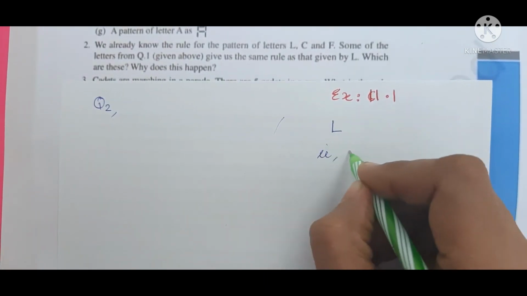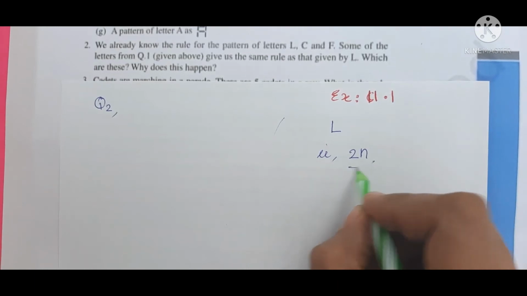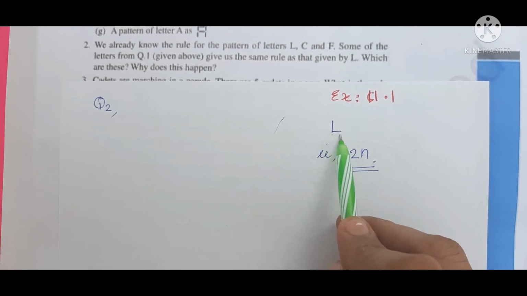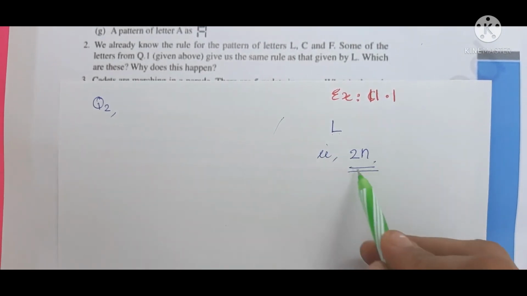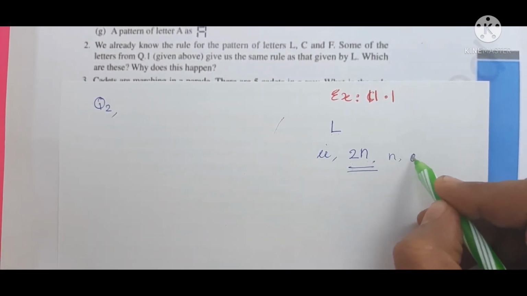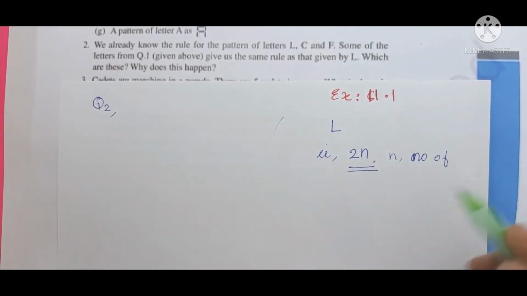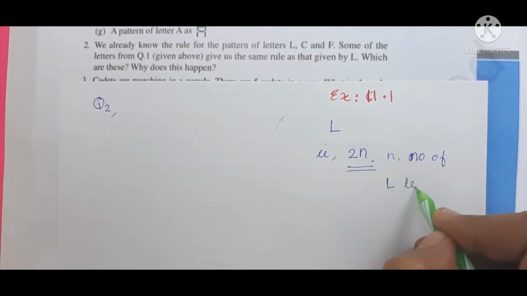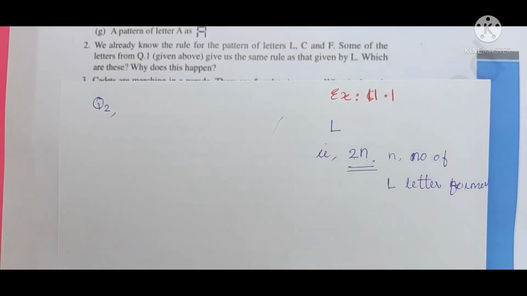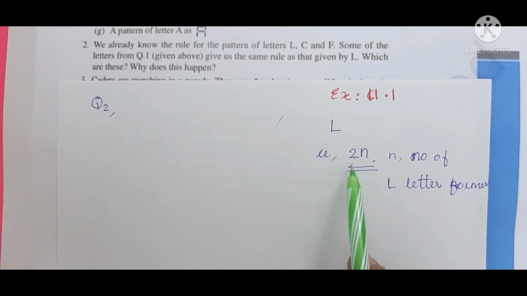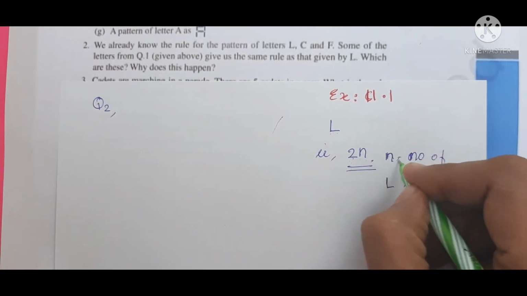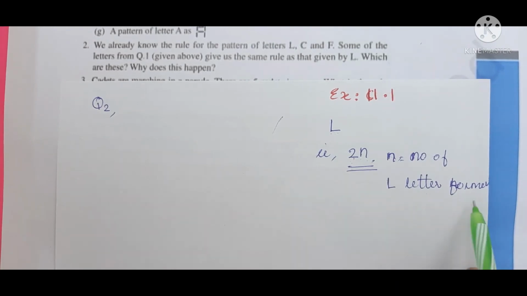That is 2n, because we need 2 matchsticks for making the L letter. So the rule will be 2n. Here n is the number of L letters formed, and 2 is the number of matchsticks for making 1 L. N is equal to the number of L letters formed.